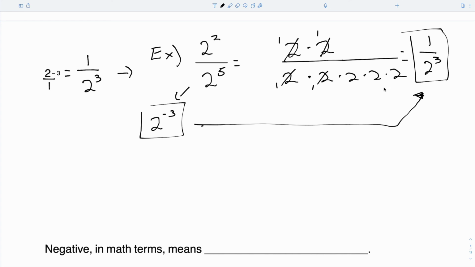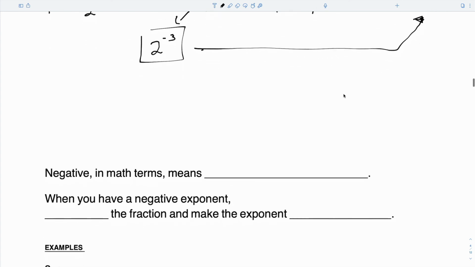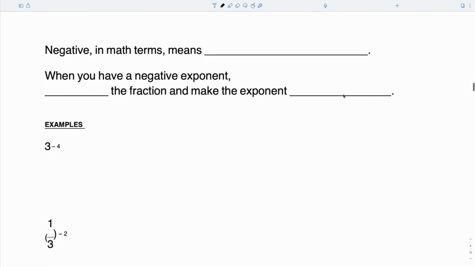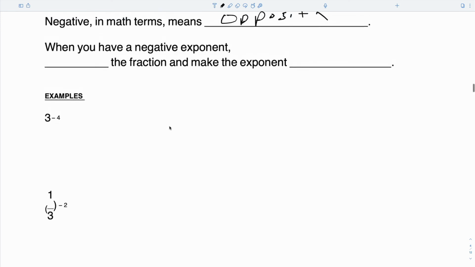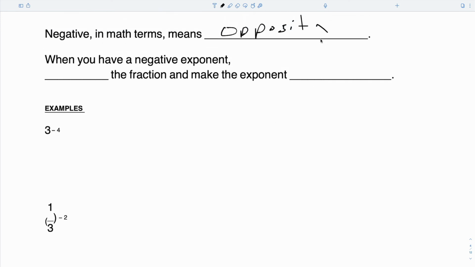If that hurts your brain, just pause. I'm going to have hands down, and we're going to finish off a few examples. Negative in math terms means opposite. So if you see an exponent that's the opposite, this is what you do. If that hurt your brain and my proof was like, I don't really get it at all, that's natural. You're really learning 8th grade stuff, and the average 8th grader, even the advanced 8th grader, is mind blown. So when you have a negative exponent, here's what you do.